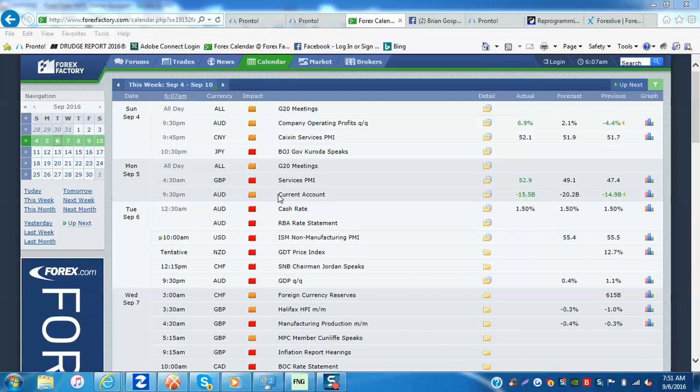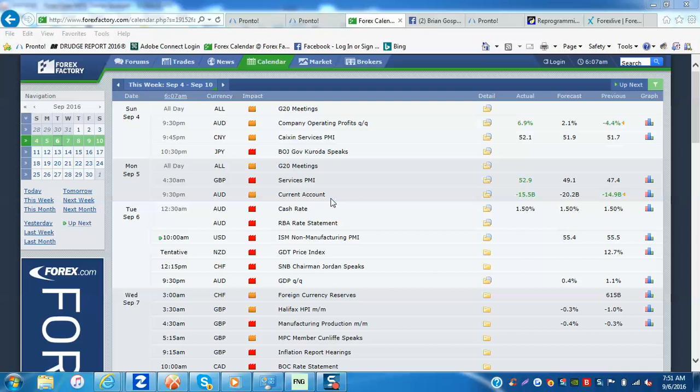Now, about 3 hours before the cash rate statement came out, which is the one I was focused on right here, that came out at 12:30 a.m. New York time. But 3 hours prior to that was the current account. And this is an orange level news event. It doesn't usually create that much movement in the market, although the orange ones can. That's why I have them up here. But for the most part, it's the red ones.